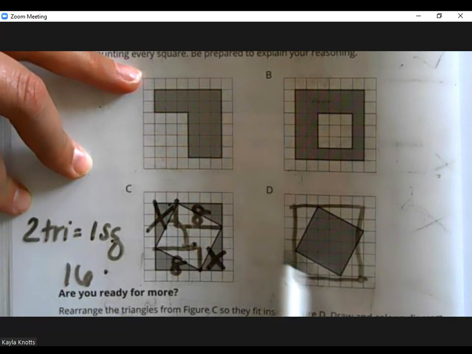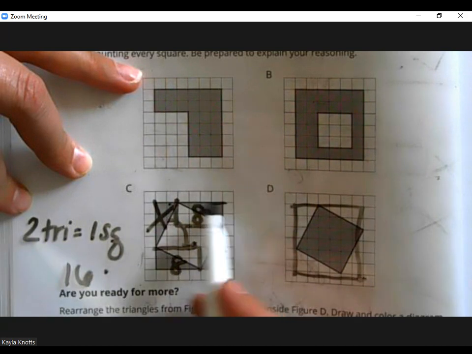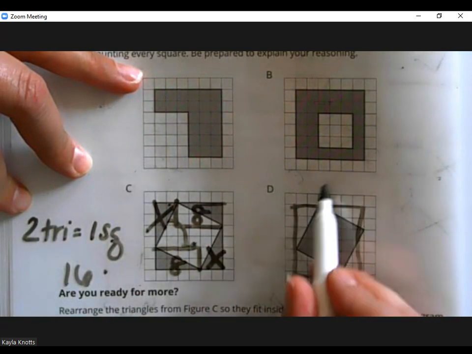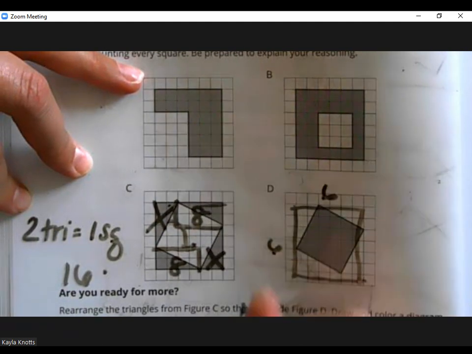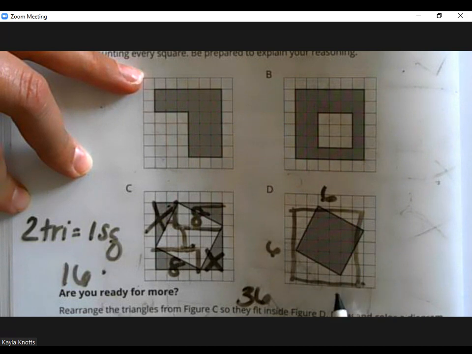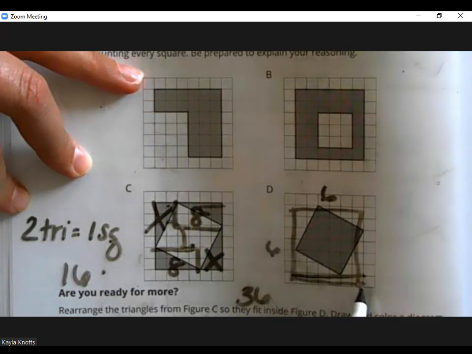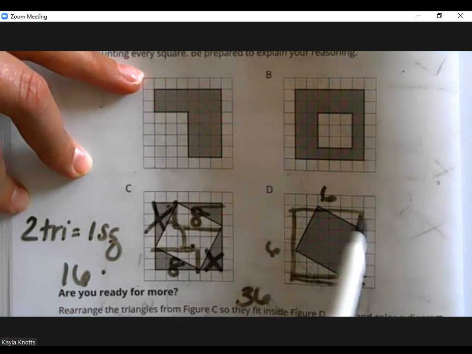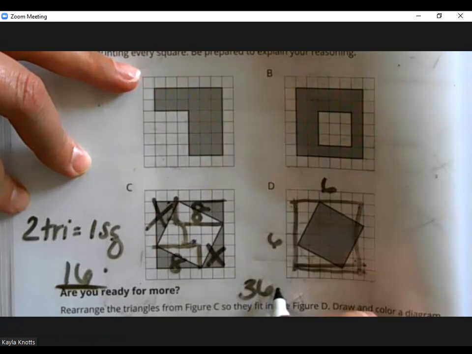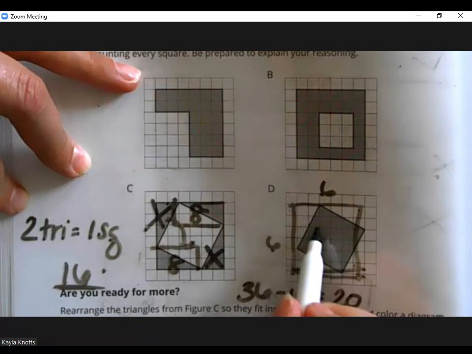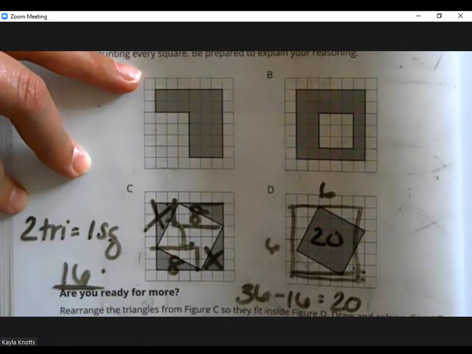So my suggestion would find the area of the outer square, which is 1, 2, 3, 4, 5, 6 by 6. And we said 6 times 6 is 36. Now I need to get rid of my triangles because these ones don't matter here. And I know the area of my triangles is 16. So 36 minus 16 is 20. That means the area of this square right there is 20 square units.